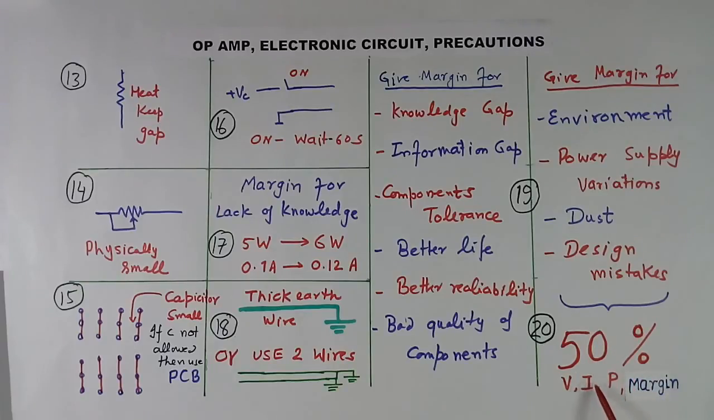Similarly current, if you have to design for 1 ampere, design it for 1.5 ampere, give 50% margin, use thicker copper wire. Similarly power, if you want to make something for 100 watt, make it for 150 watt. The more the margin, the better life, better reliability, better functionality you will get. All this I have told based on my experience. If you have the experience, no problem, you can use the value you want. But if you don't have the experience, this may be a starting point and you can change it based on your experience.